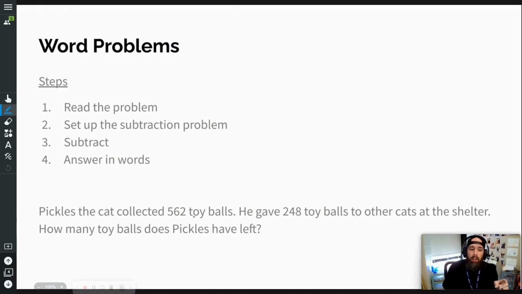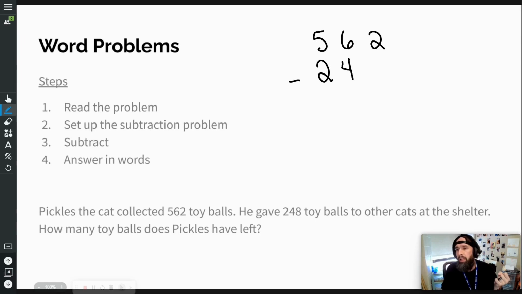Now, Pickles the cat collected 562 toy balls. He gave 248 toy balls to other cats at the shelter. What a good cat Pickles is. So he had 562, and he gave away 248. How many toy balls does he have left? So the question is what does he have after he has a certain amount and then got rid of a bunch? That is subtraction. So we set it up. Make sure everything is lined up. 562, and we're subtracting 248. 3-digit minus 3-digit means setting it up is pretty easy.